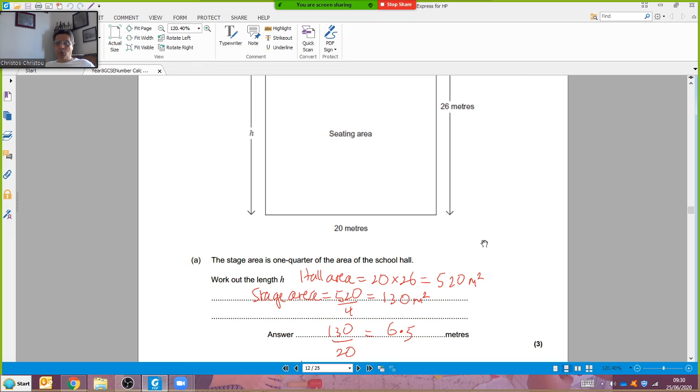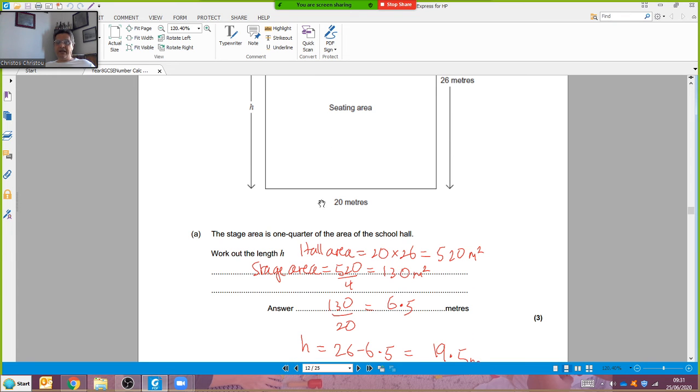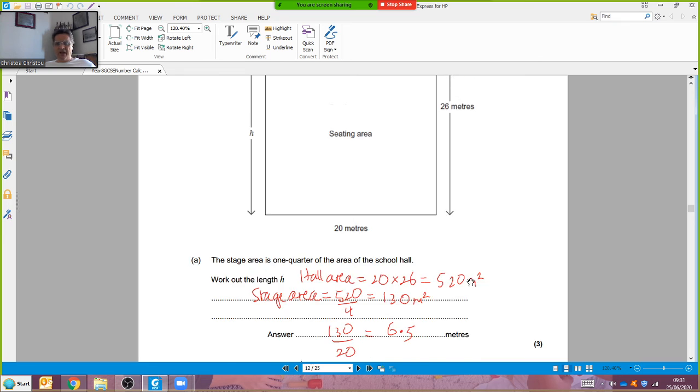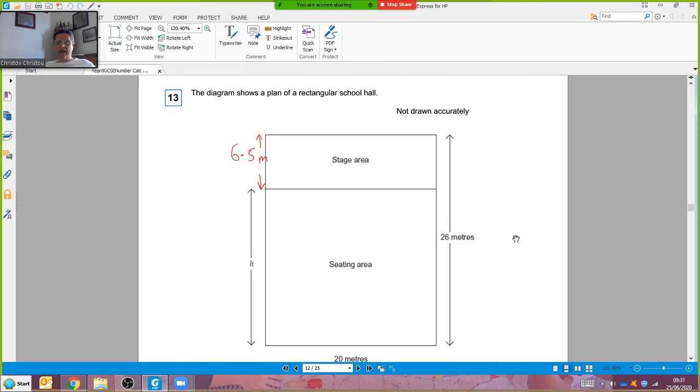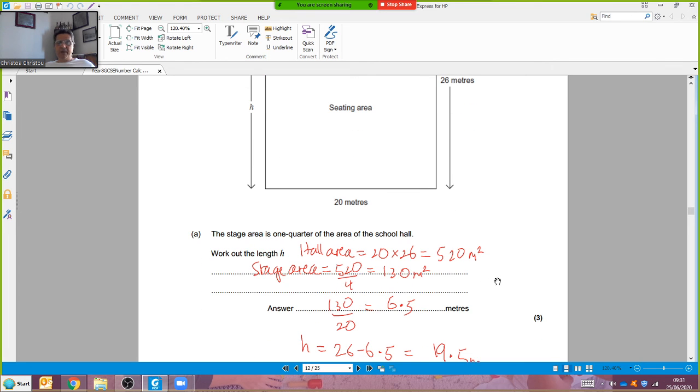Okay, so work out the height h. Well, what have I got here? If I know this area is 130 metres squared, if I then divide by 20, because it's only a rectangle, isn't it? h times 20 will come to 130 metres squared. So if I divide 130 by 20, I get the length h, which is 6.5. And then if I subtract 6.5 from the whole length, 26, I get 19.5, just the seating area length, and there it is.